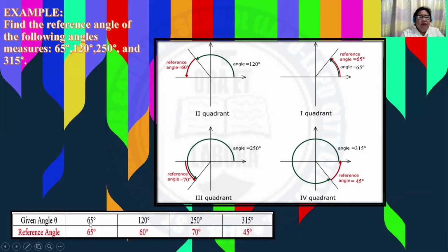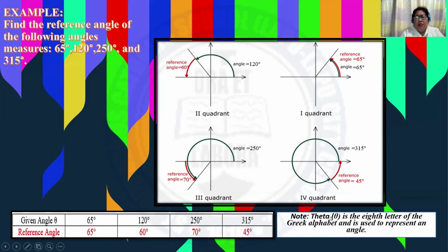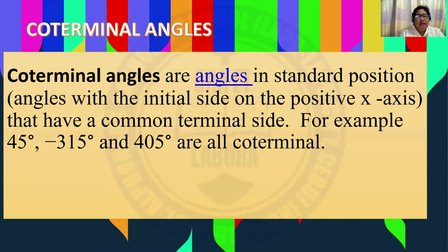So again, if the given angle is 65 degrees, the reference angle is 65 degrees. 120 degrees given, so the reference angle is 60 degrees. 250 degrees given angle, so the reference angle is 70 degrees. And 315 degree given angle, the reference angle is 45 degrees. And they are all positive acute angles. And take note, we're using theta, and theta is the 8th letter of the Greek alphabet and is used to represent an angle.